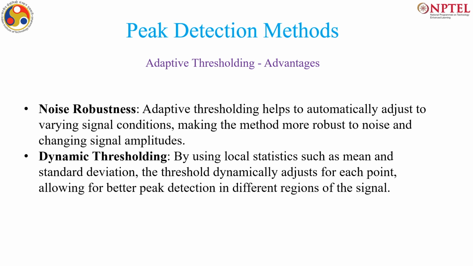So the advantages are that it is robust to noise because of the smoothing factor, as well as because of this changing amplitude and dynamic thresholding, and using the local statistics we are able to detect peaks in a better manner.